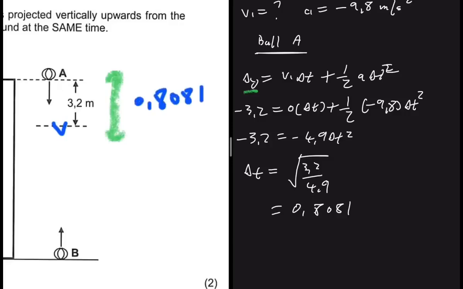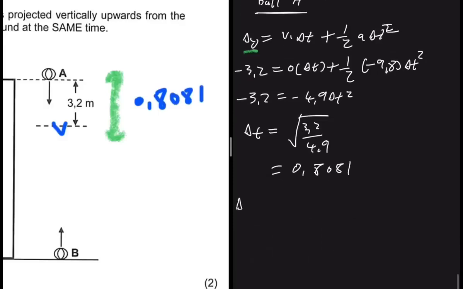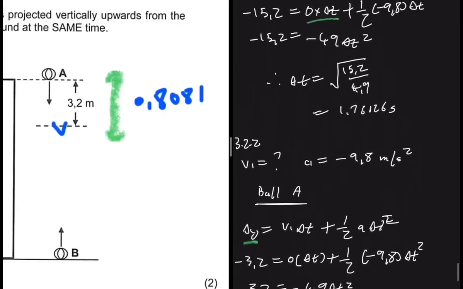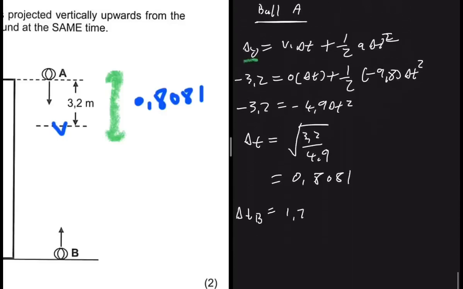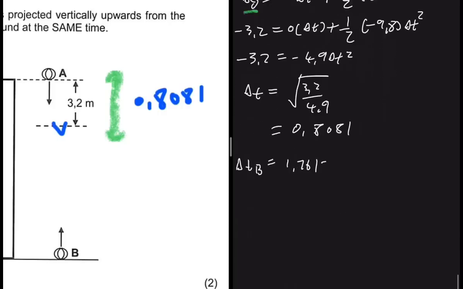0.8081. Right, so to find the time for the entire motion of ball B, we can say that the time for ball B is equal to the total time for ball A, which is 1.76126 minus 0.8081. Let me just put that in my calculator real quick so that I can see what I get. I'm getting 0.95316 seconds. Right, so that is the total time for ball B.